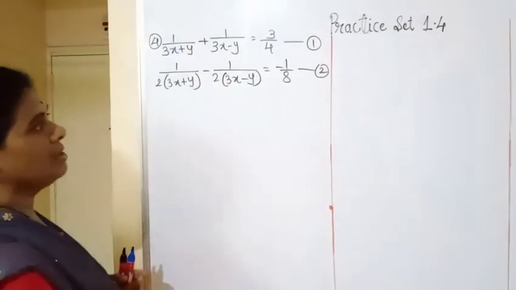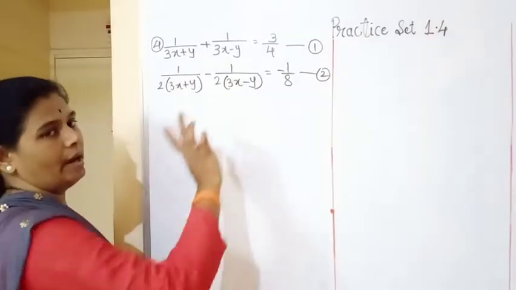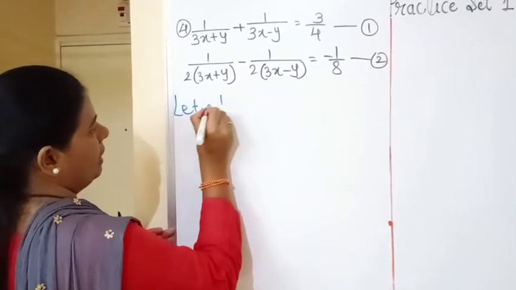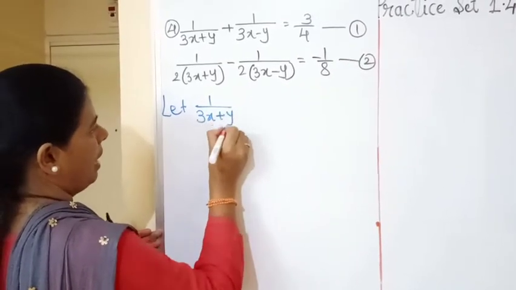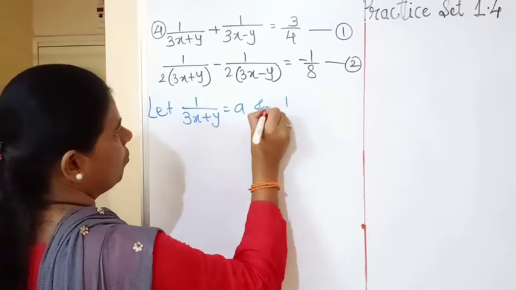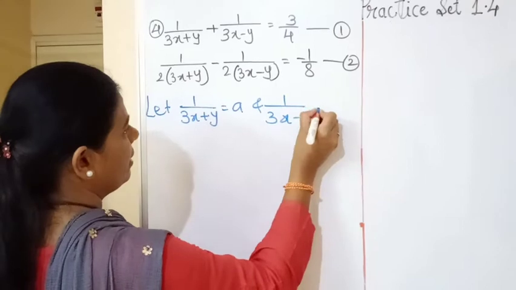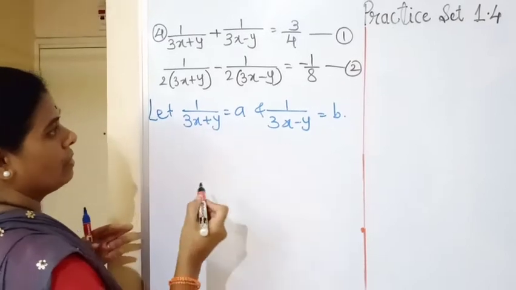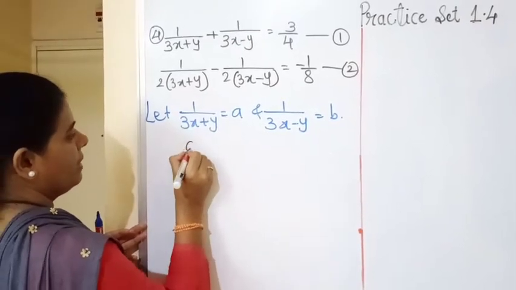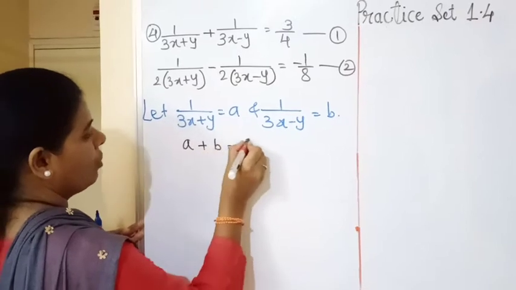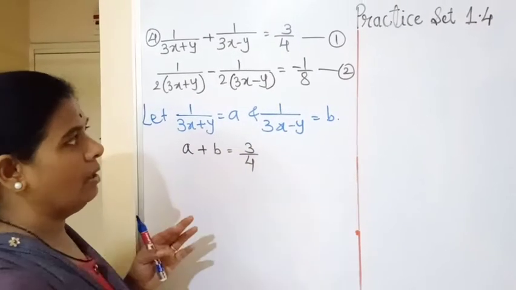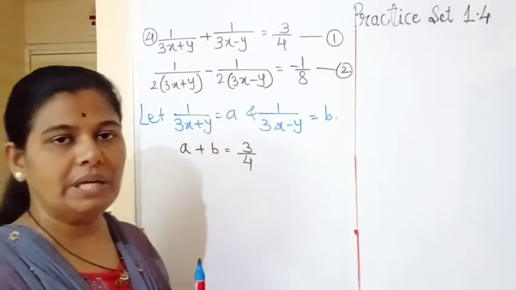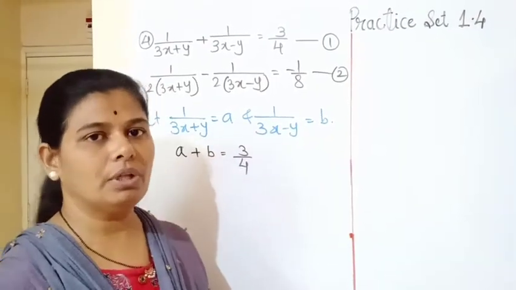Okay. So now as you can see here, what is the common? That is 3x plus y and 3x minus y. So we have to substitute again. Now let 1 upon 3x plus y equal to a and 1 upon 3x minus y equal to b. Okay, we have to substitute. After substitution, what equation do we get? That is the first equation, a plus b equal to 3 upon 4. Okay. So this is the equation number 3 which we have formed. But now here what we have to do? We will arrange the equation and then we will give the numbering to the equation.